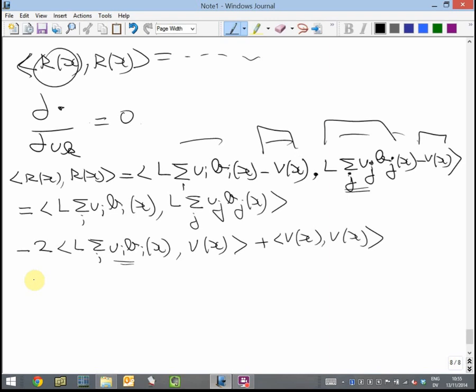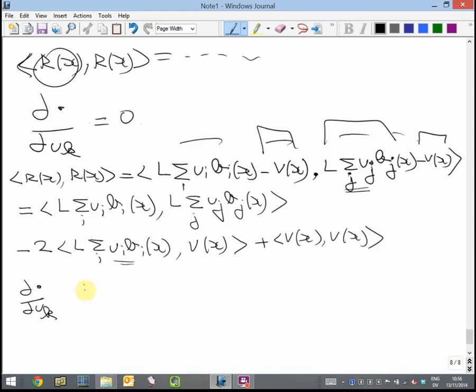So the next step is taking that expression and deriving it partially with respect to a certain unknown u_k, so an arbitrary but fixed value of these unknowns. And then you need to take the derivative of this scalar product.